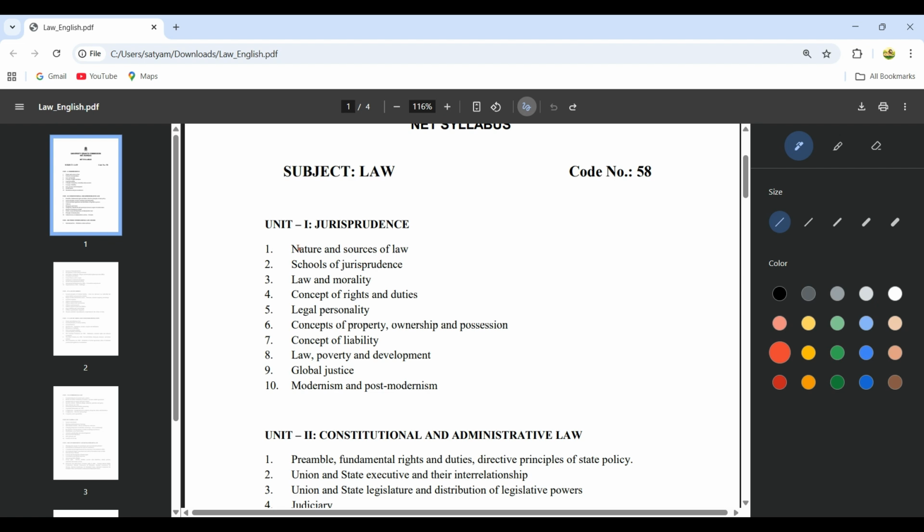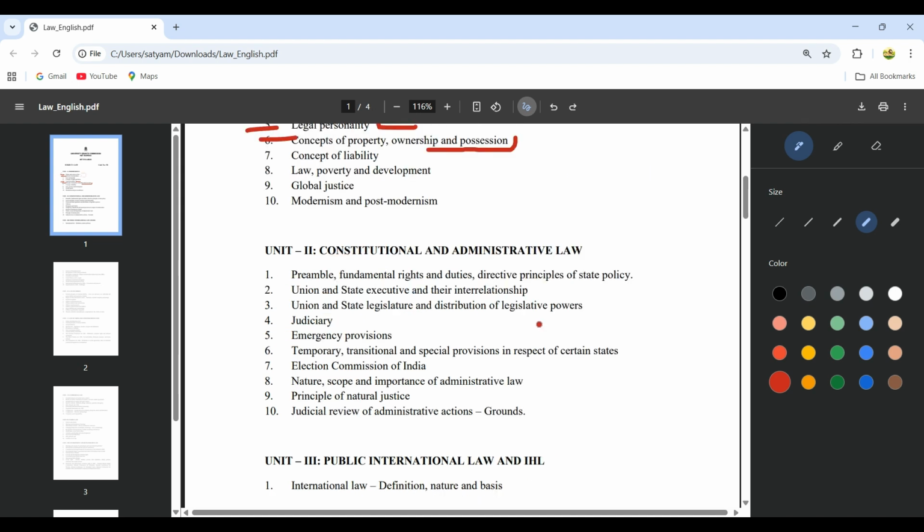Now if we look at the syllabus, we have nature and sources of law and schools of jurisprudence. These two topics are the most important, from which a lot of questions have been asked in the previous year. Apart from these two topics, legal personality and concepts of property, ownership and possession are also important. So basically, if you cover these four topics, you can score good marks from this particular section.